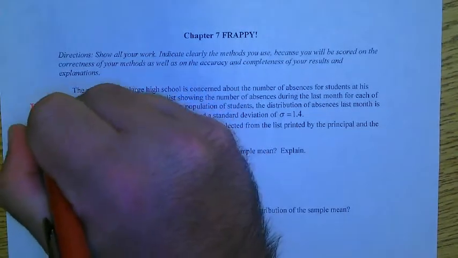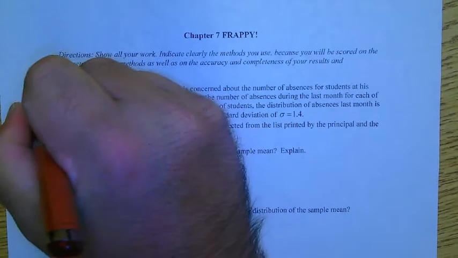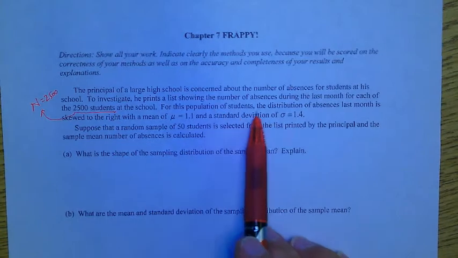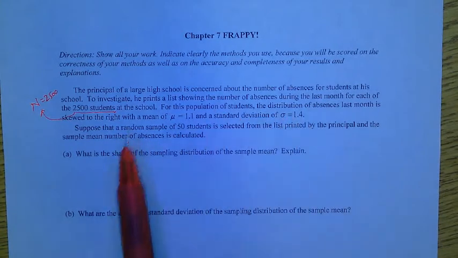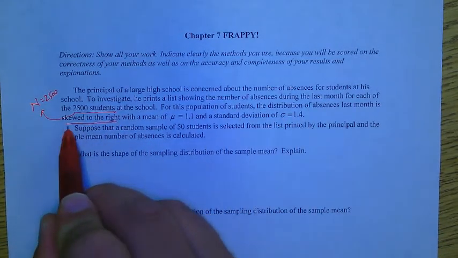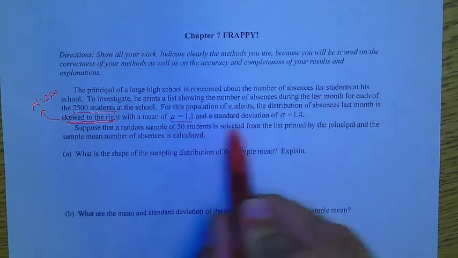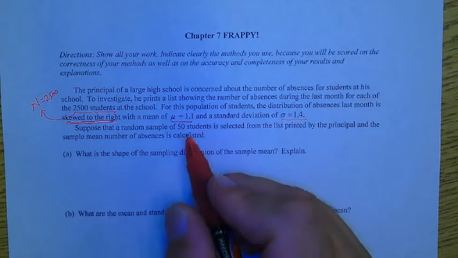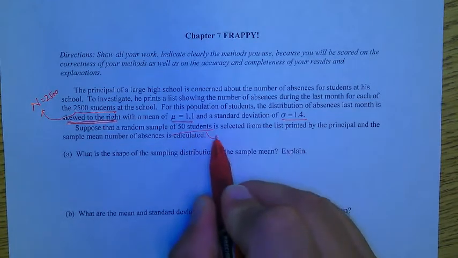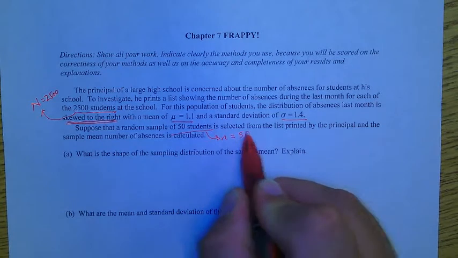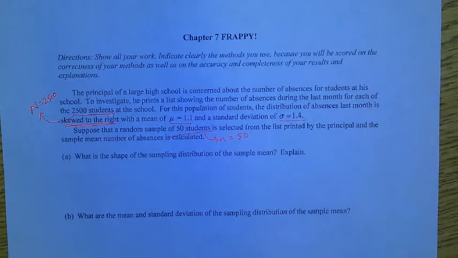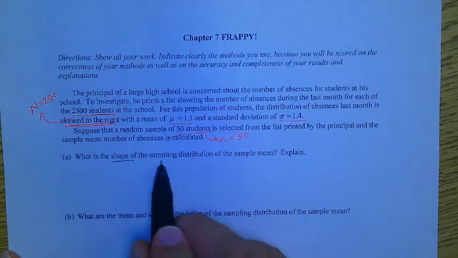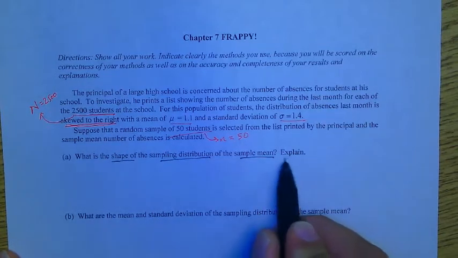So we can go ahead and notate that as big N. Our population is 2,500. For this population, the distribution is skewed to the right. That's important. We are skewed to the right, and we have a mean and a standard deviation. Random sample of 50 students, so our sample size little n equals 50. So what is the shape of the sampling distribution of the sample mean?